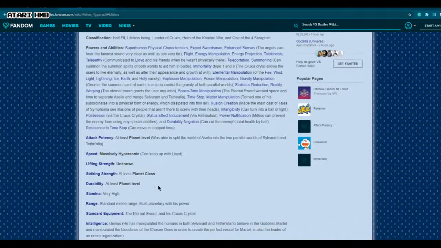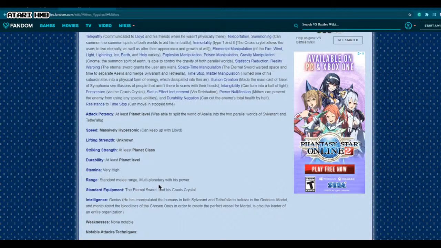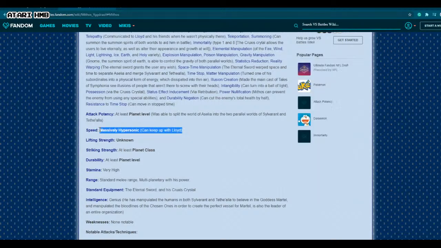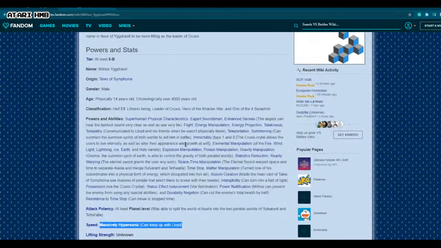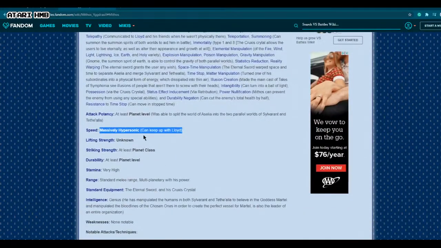Are you joking? And then they say his speed is massively hypersonic. Can keep up with Lloyd. You know why this is ridiculous? Okay, they acknowledge that he could stop time, which is stupid because he also can resist time. You can't stop him.